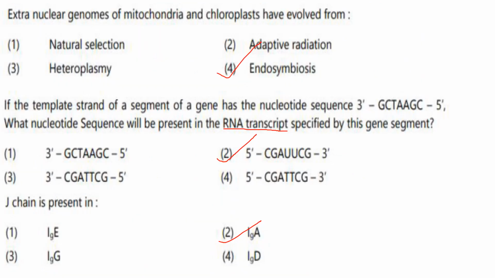Then, next one. Extranuclear genomes of mitochondria and chloroplast have evolved from... So they have evolved through a process called endosymbiosis. Answer is option 4.